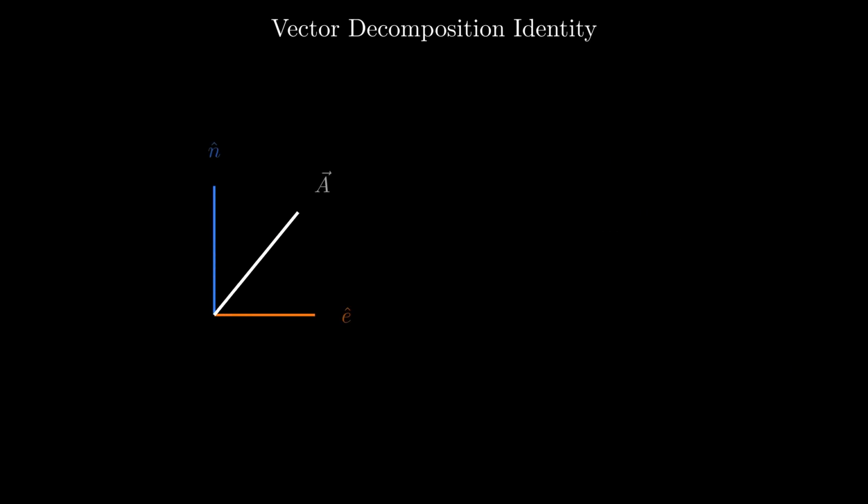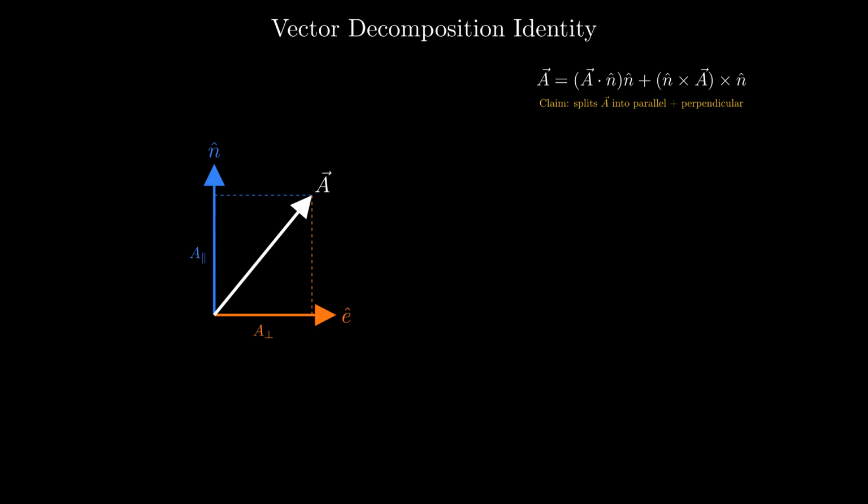Finally, dot and cross products together split any vector. Here is the claim. Vector A equals the quantity A dot n hat times n hat plus the quantity n hat cross A crossed again with n hat. To prove it, write A as A parallel times n hat plus A perpendicular times e hat, where e hat is the unit vector along the projection of A onto the plane perpendicular to n hat.